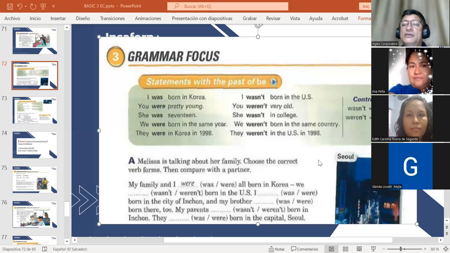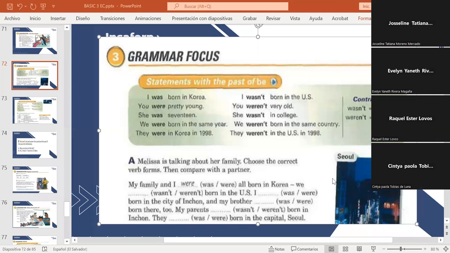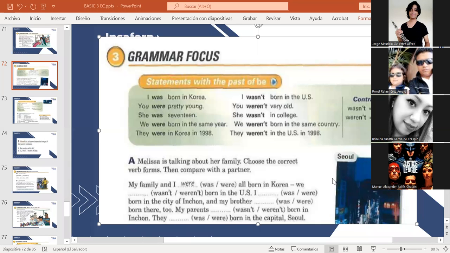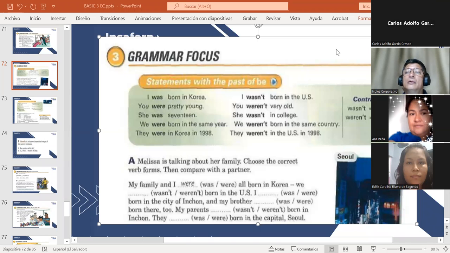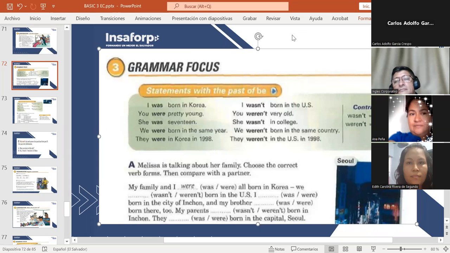Okay, one more participation. No volunteers? Yo voy a participar, teacher. Okay. My family and I were all born in Korea. We weren't born in the US. I was born in the city of Incheon. And my brother was born there. My parents weren't born in Incheon. They were born in the capital, Seoul. Okay, very good. Thank you. Let's go to another activity.